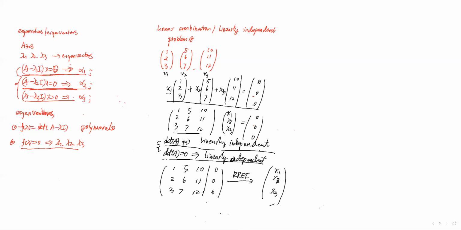So if x1 is zero, it means this vector doesn't appear in the combination, and you just have the other two together. I think this part is about the linear algebra. Okay, so I think I'm done. I didn't miss anything.